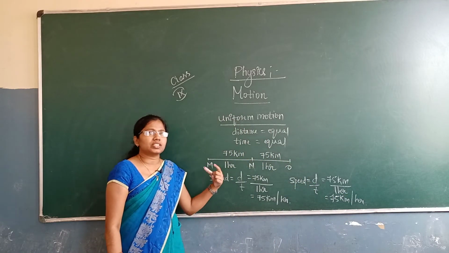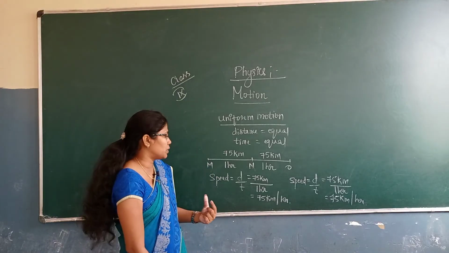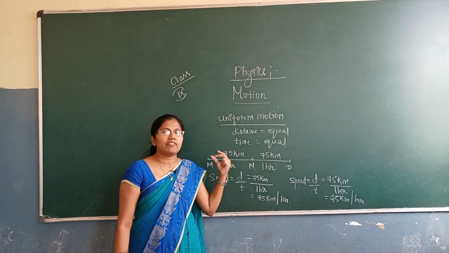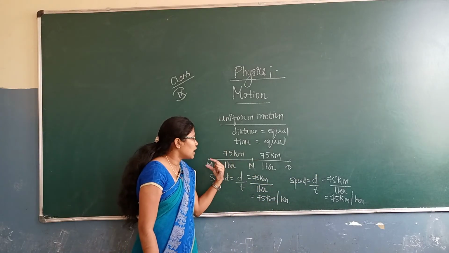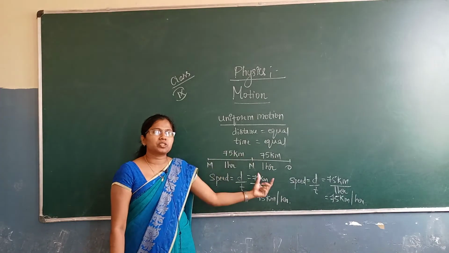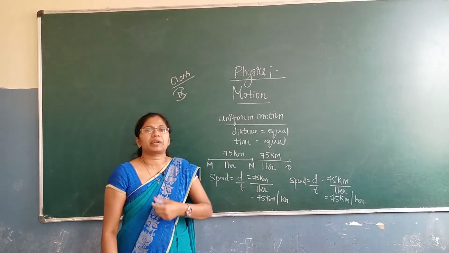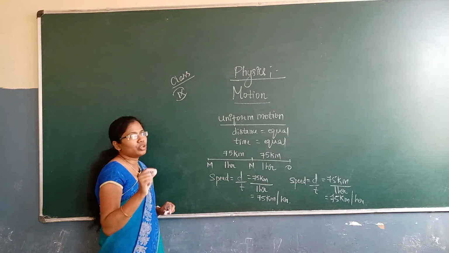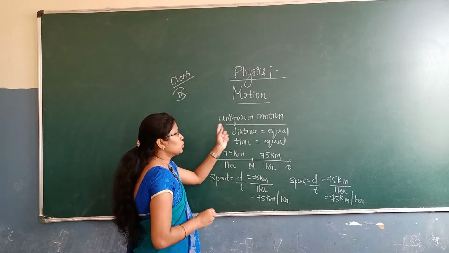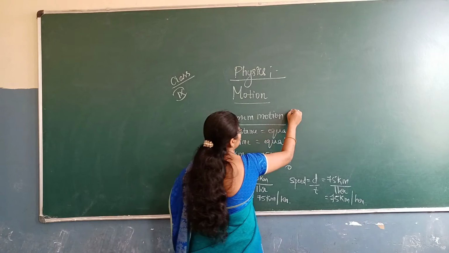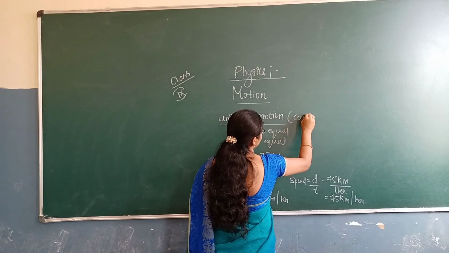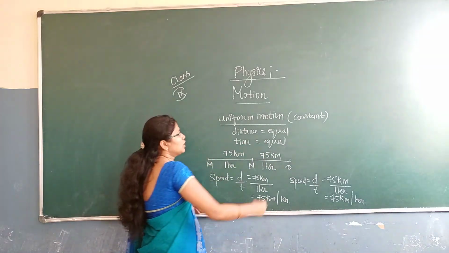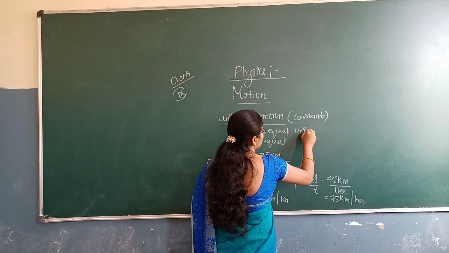So here, if you just observe this example, the object is moving with a constant speed at every interval. So at every instant the object is moving with a constant speed. The speed does not change. That is for the uniform motion. So for uniform motion, we can write the speed will be constant. Or for uniform motion, we can say the speed will be uniform speed.